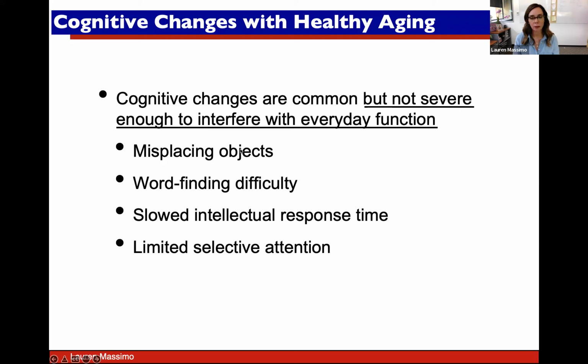Some common complaints that we see from older adults: they sometimes misplace objects. They often lose their keys, but oftentimes they'll be able to find them. There are some problems with word finding. There can be slowed intellectual response time, and they can start to have a little bit more difficulty with attention.